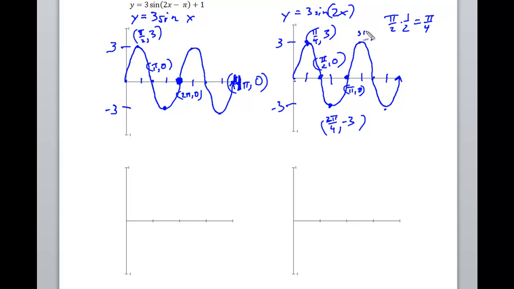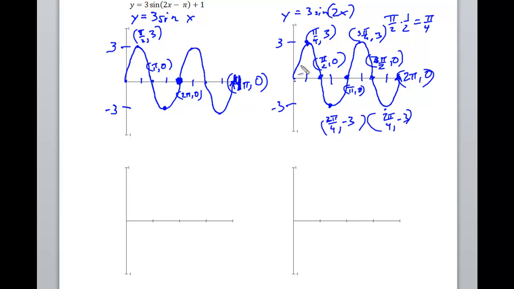This is going to be 5 pi over 4, comma 3. This is 3 pi over 2, comma 0. And then 7 pi over 4, comma negative 3. And then finally we have 8 pi over 4, comma 0, or 2 pi, comma 0.